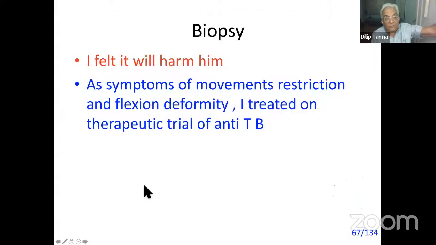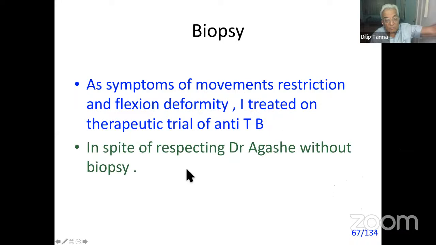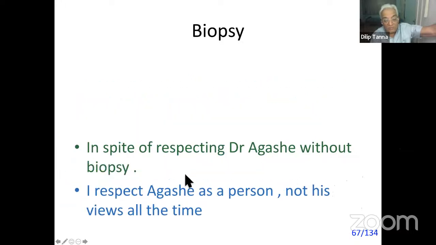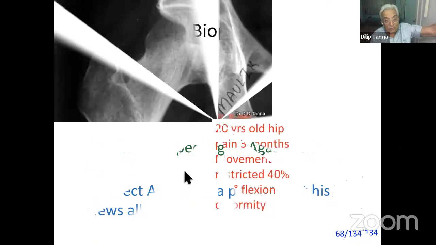I felt a biopsy would harm him because from this area you really will not be able to do a biopsy, it will not be positive, and it will not be worth it. So as symptoms of movement restriction and flexion deformity, I treated on a therapeutic trial of anti-TB. In spite of respecting Dr. Agashe, who has been talking about never treating TB without a biopsy report, I respect him as a person, not his views all the time.